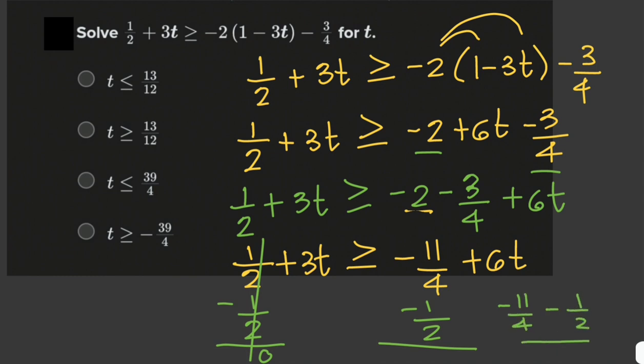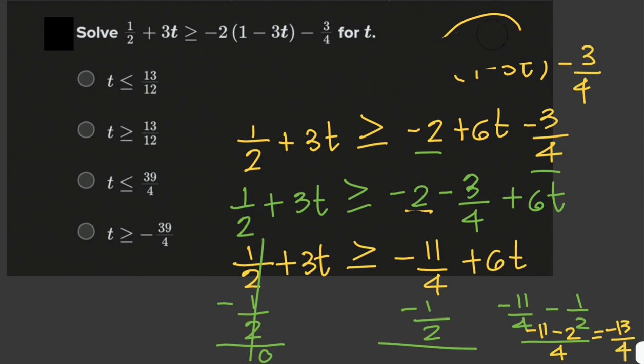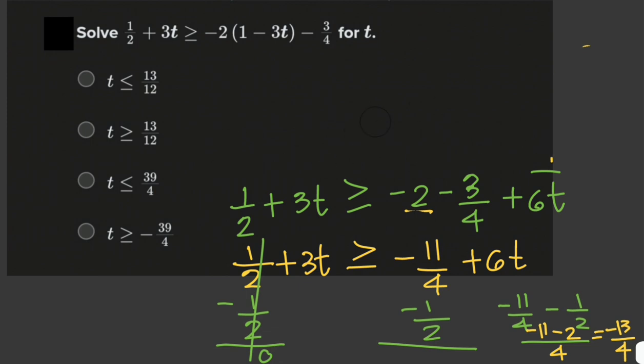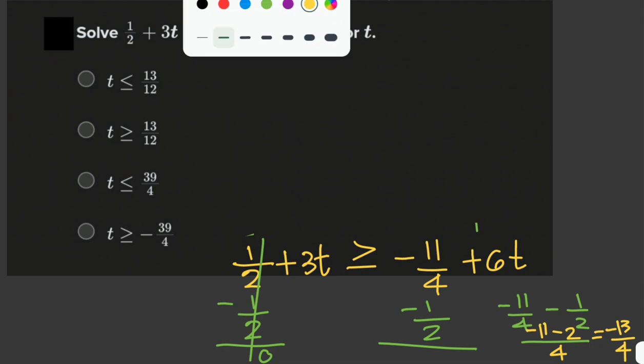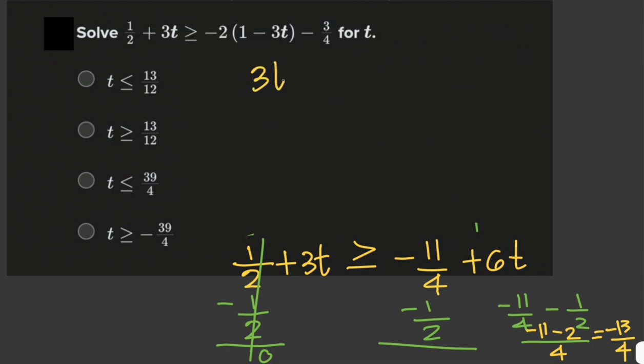All right, we get the LCD here. 4, then copy negative 11. 4 divided by 2 is 2. 2 times 1 is 2. So this is just negative 13 over 4. So let me delete this. So our expression would become 3t greater than or equal to negative 13 over 4 plus 6t.